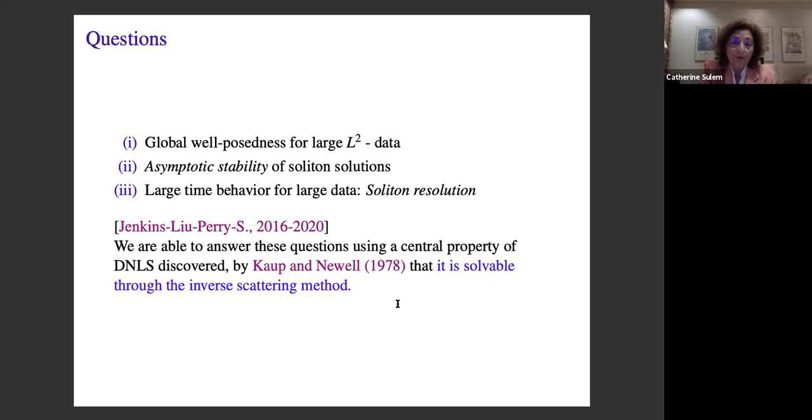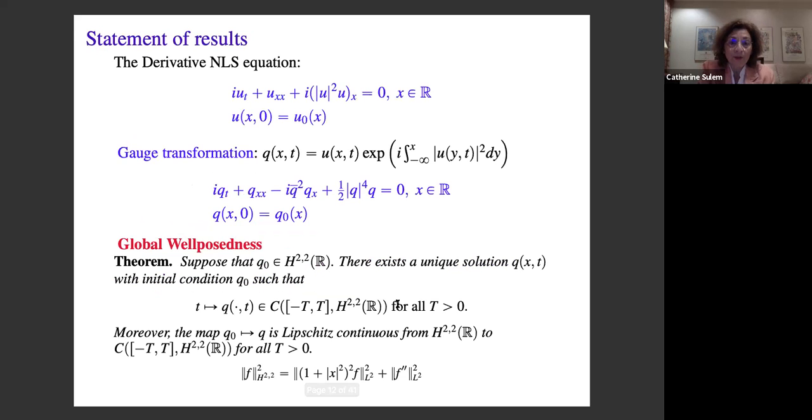Yes. So I will state the results, and you will see, especially for the long time behavior, it will be a little bit vague because otherwise it needs a lot of notations, but I will explain it. So the result we obtained were the following. First, we worked with a variant derivative NLS equation which is equivalent but a different form.